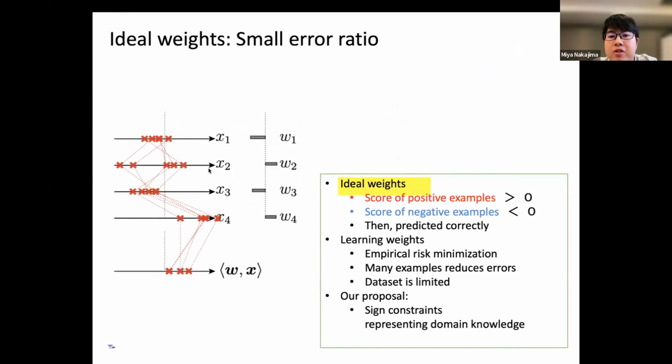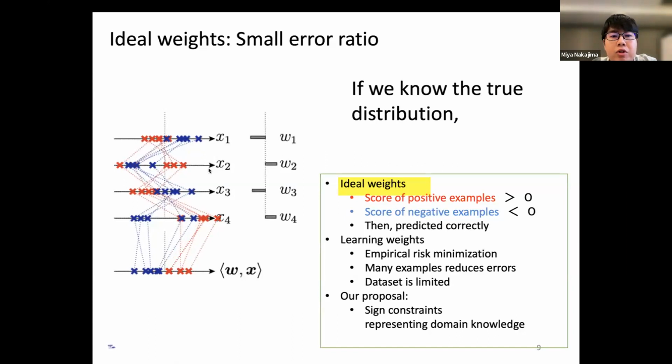Let's assume that the positive samples are given like this, red cross marks. Following that, let's assume that the negative samples are given like this, blue cross marks. Changing the weight will alter the prediction scores for each of the training data.